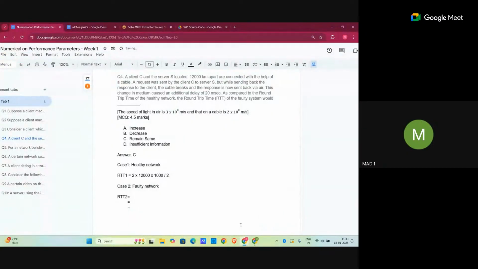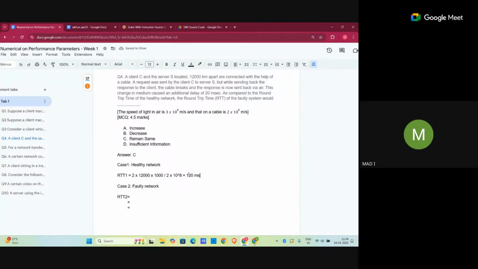So the speed will be 2 into 10 to the power 8. Now this is equals to, this 2 will be cancelled. So the answer will come as 120 milliseconds. You can directly write it as 120 milliseconds.